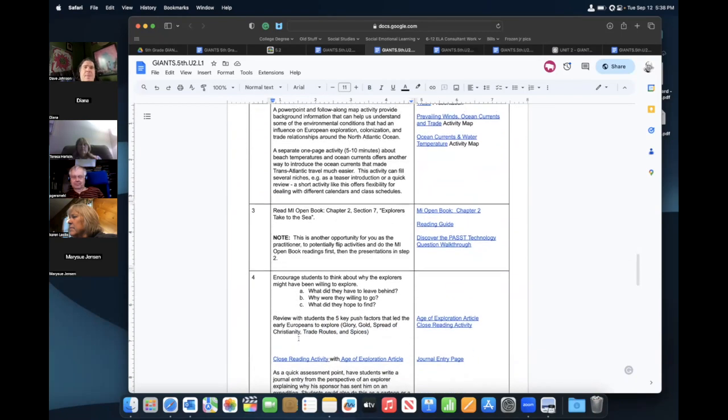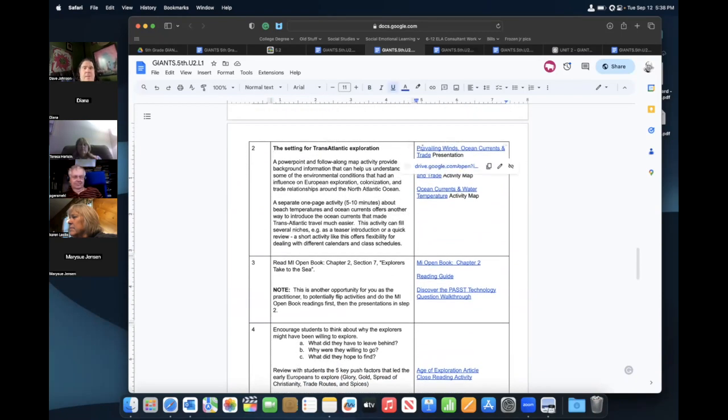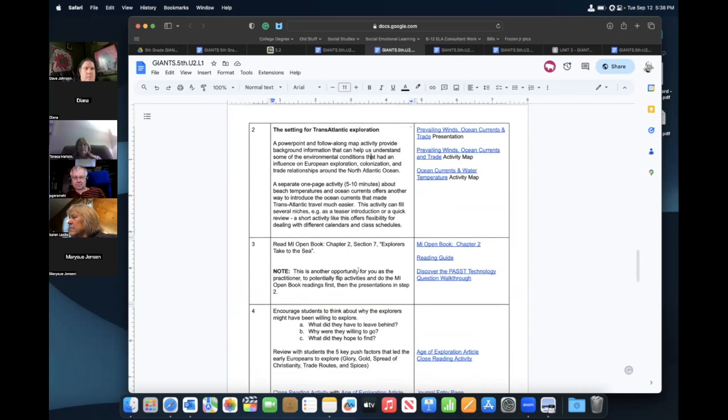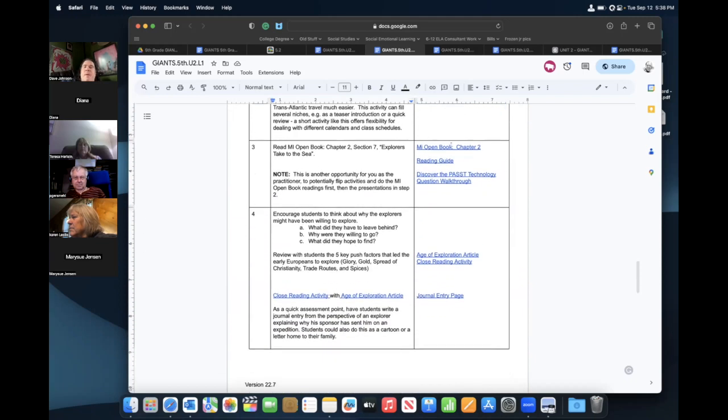Getting into this, Phil is going to talk a little bit about this prevailing winds, ocean currents, and trade presentation coming up in just a sec. But you can see we're referencing Open Book Chapter 2, and we've actually developed a reading guide to go along with Chapter 2 of Open Book. So if you've used Open Book in the past, here's where some of those Open Book specific pieces come in.